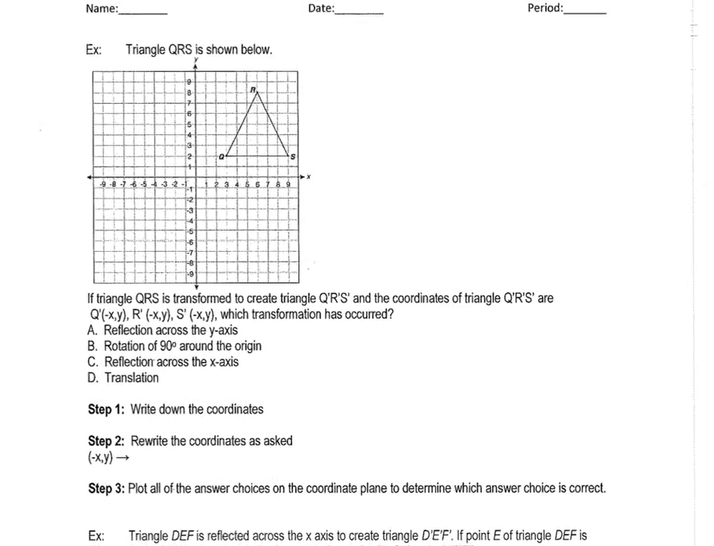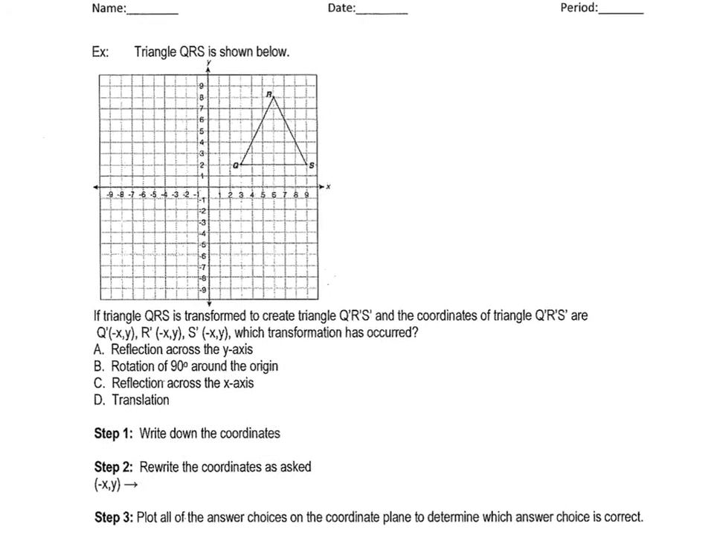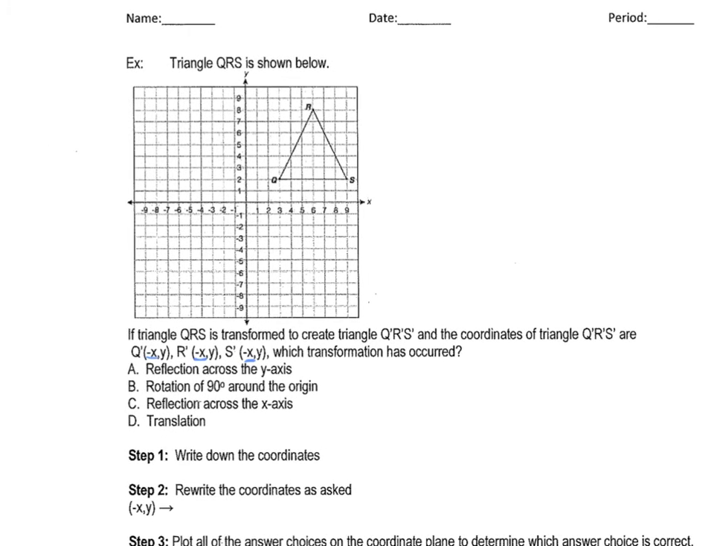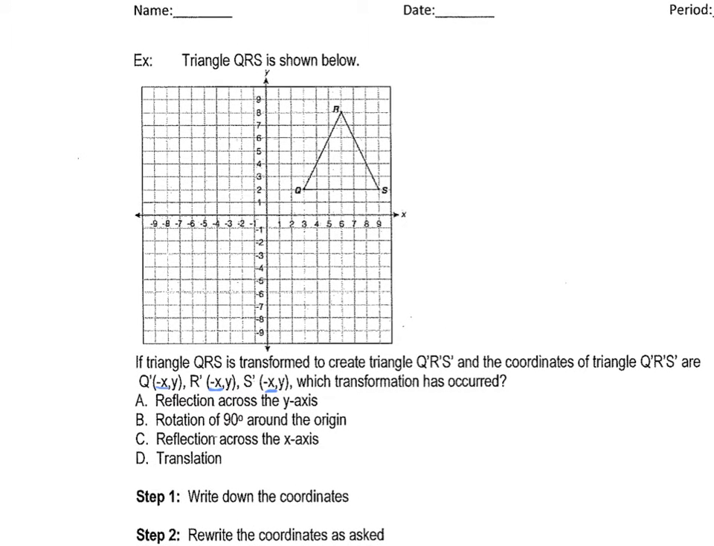Triangle QRS is shown below. Triangle QRS is transformed to create triangle Q prime, R prime, S prime, and the coordinates of triangle Q prime, R prime, S prime are negative x, positive y for each. Which transformation has occurred? So reflection across the x-axis, possibly.